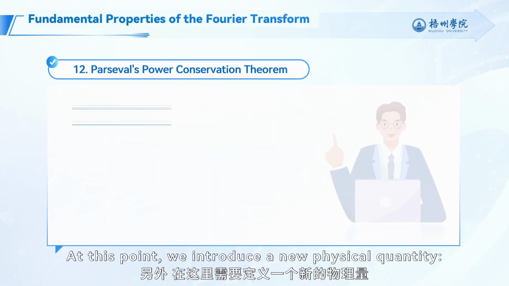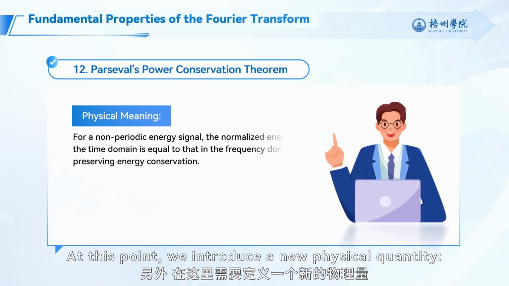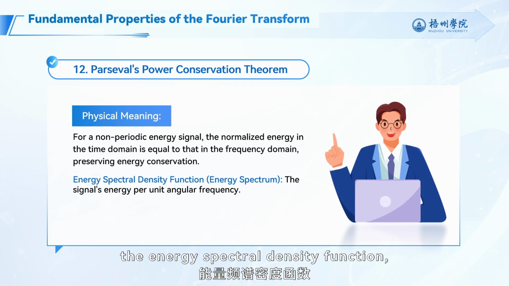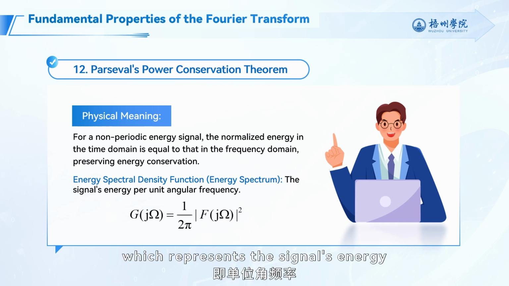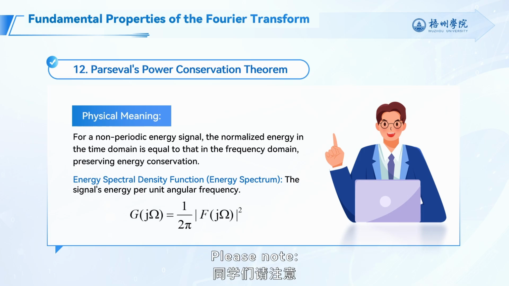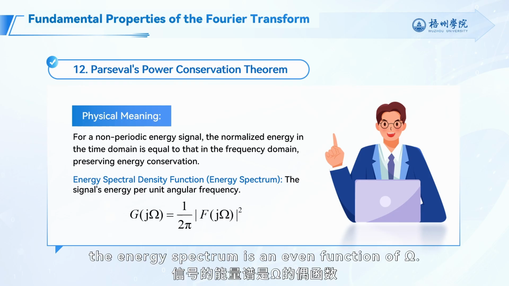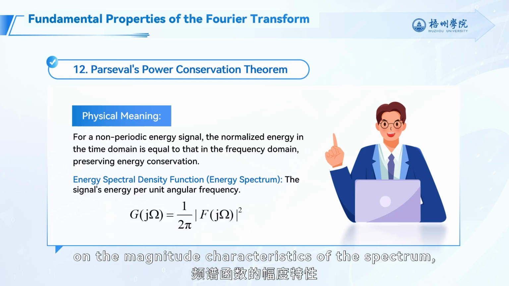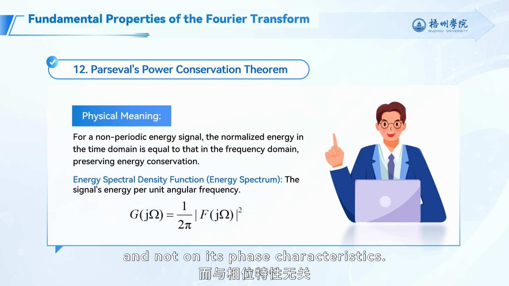At this point, we introduce a new physical quantity, the energy spectral density function, which represents the signal's energy per unit angular frequency. Its mathematical definition, G(omega), is given below. Please note, the energy spectrum is an even function of omega. It depends only on the magnitude characteristics of the spectrum and not on its phase characteristics.